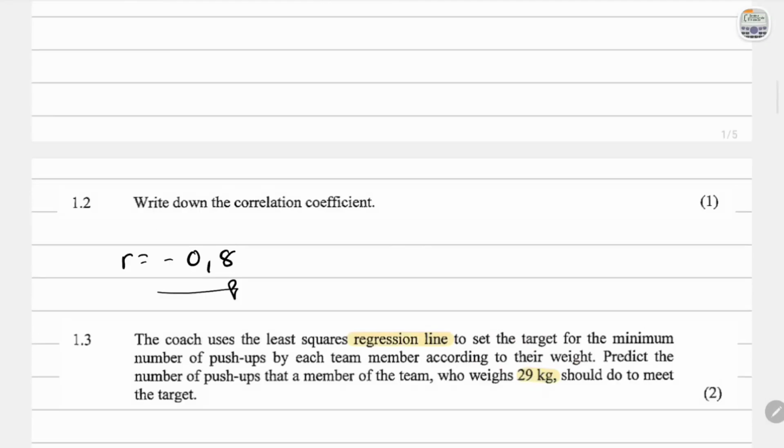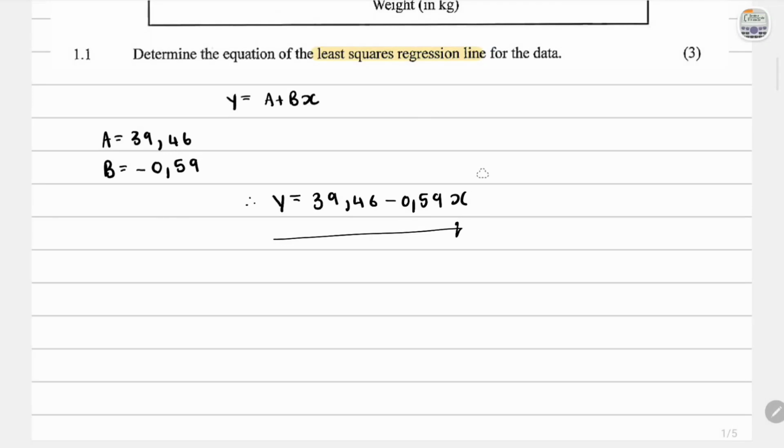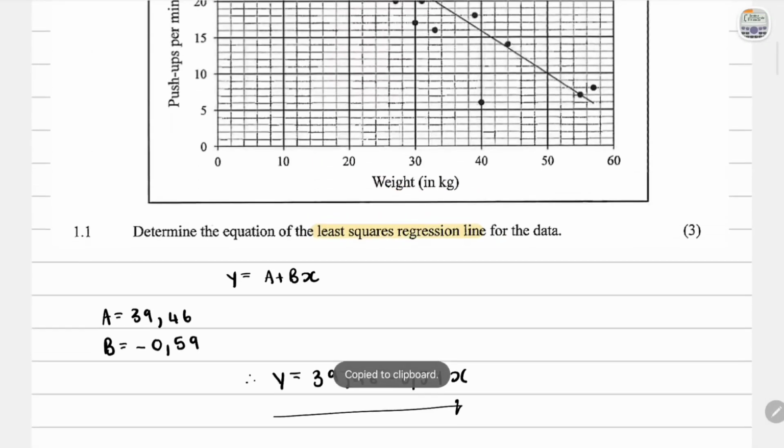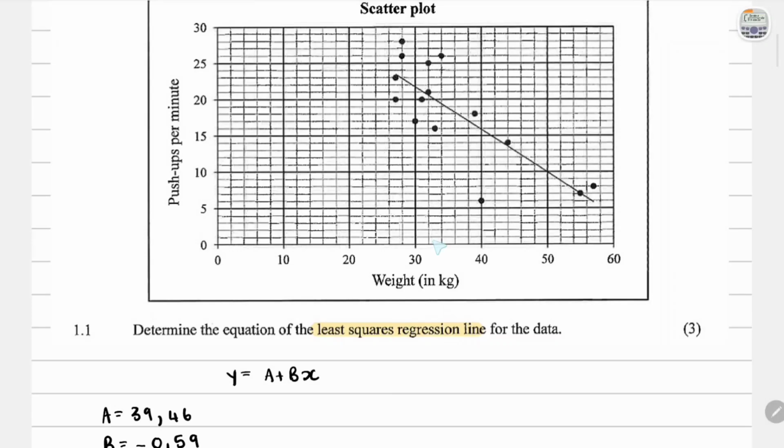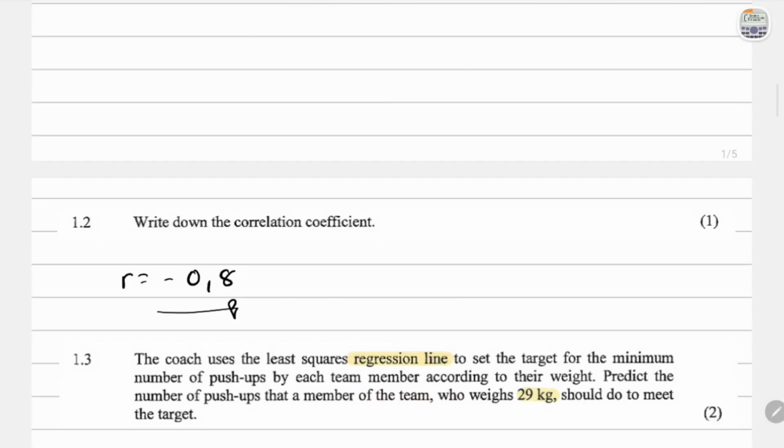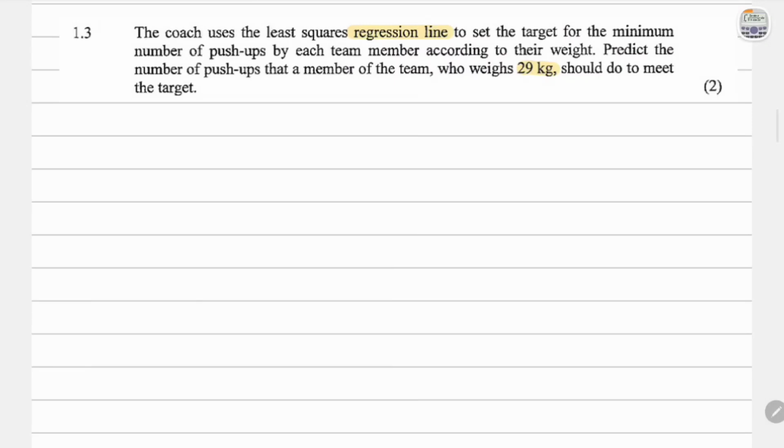Okay, so we already have the equation of the least squares regression line. Instead of looking at that line, we're going to use the equation. And we know that this person weighs 29 kgs. So you can see that the kgs are the x values. So in place of x, we'll substitute 29.